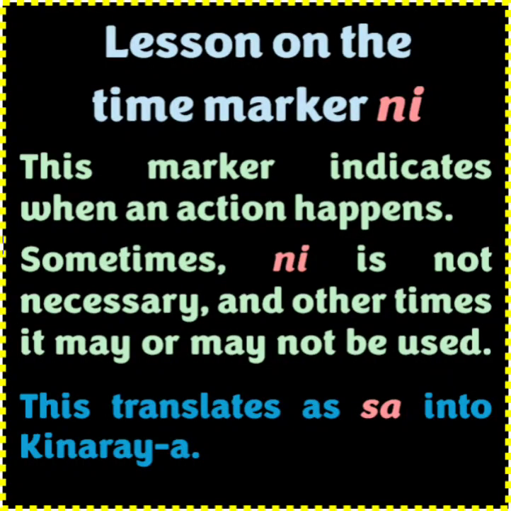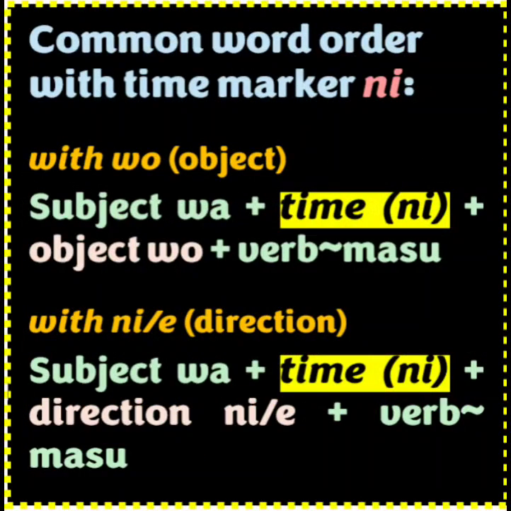Lesson on the time marker ni. This marker indicates when an action happens. Sometimes ni is not necessary and other times it may or may not be used. This translates as ta into kinaraya. Now let's take a look at the common word order we use with the time marker ni.